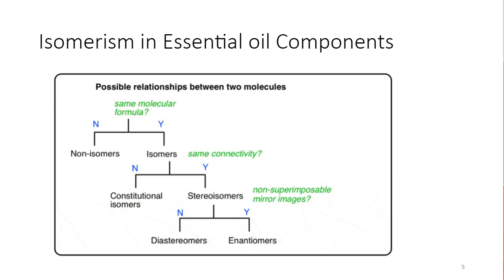Likewise, isomers that are non-superimposable mirror images are called enantiomers or chiral isomers, otherwise diastereomers. Today we are focused on enantiomers or chiral molecules, since they are extremely useful for authentication purposes.